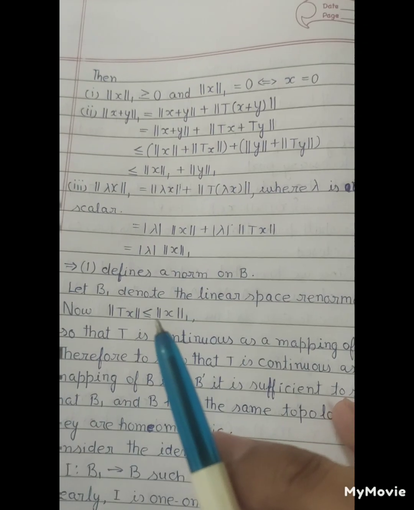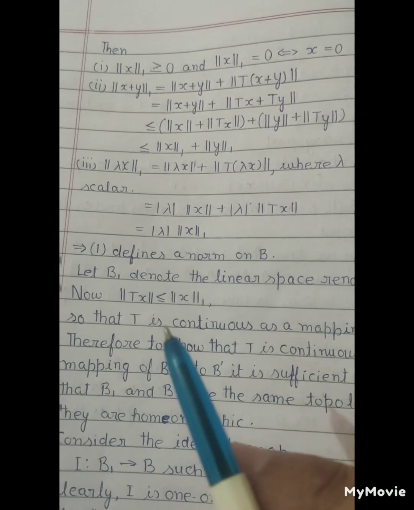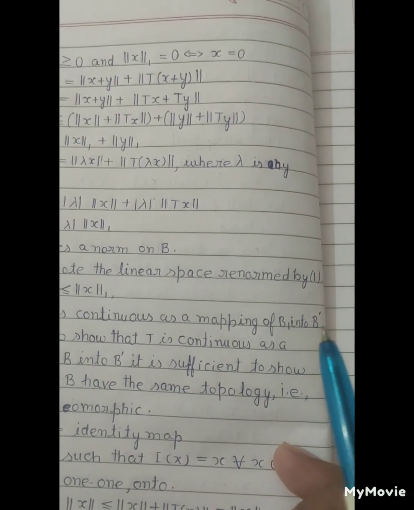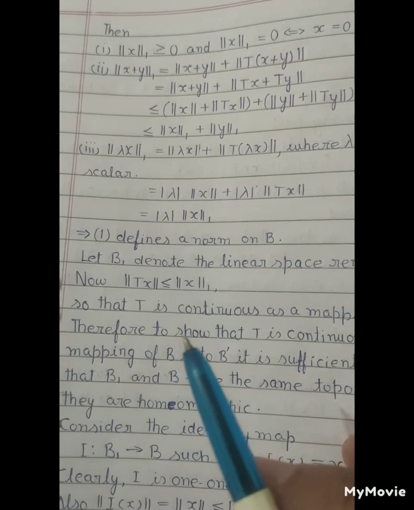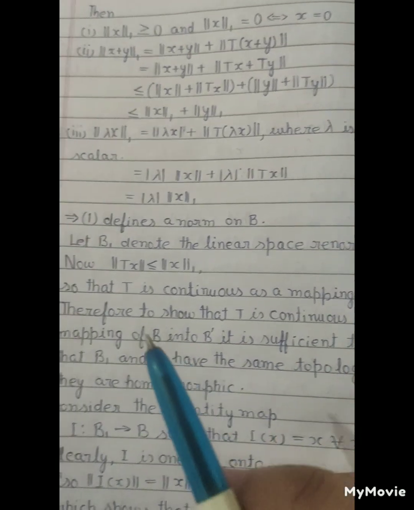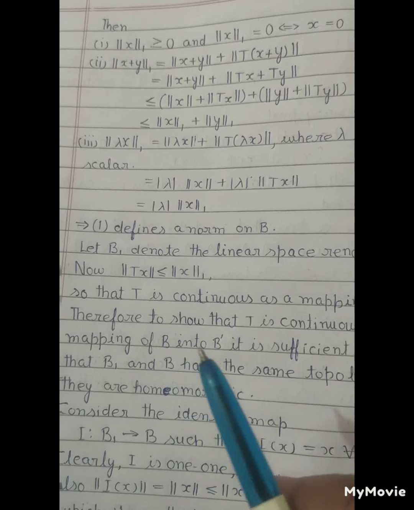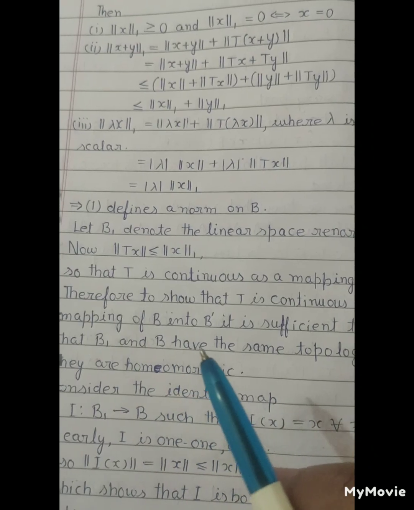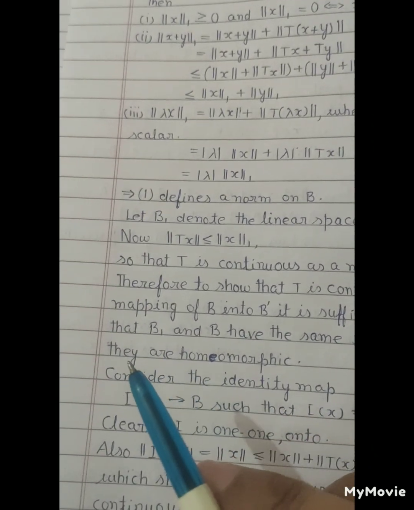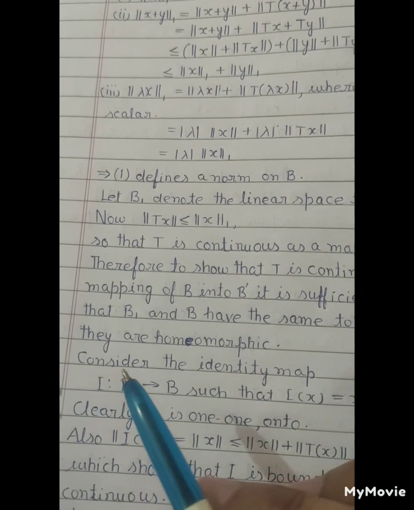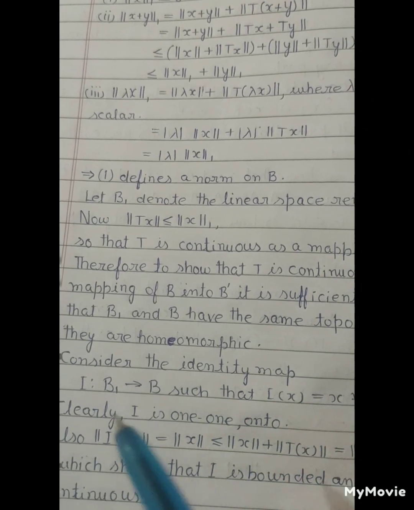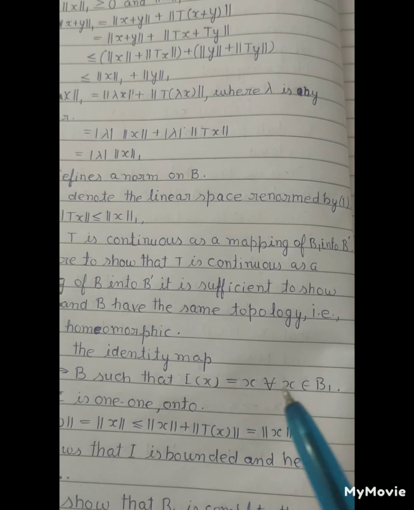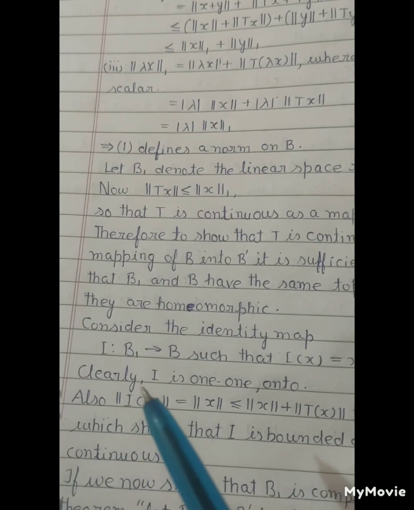Now the norm of Tx is less than or equal to norm of x1, so that T is continuous as a mapping of B1 into B'. Therefore, to show that T is continuous as a mapping of B into B', it is sufficient to show that B1 and B have the same topology, that is, they are homeomorphic. Consider the identity map I from B1 to B such that Ix equals x for all x belonging to B1.